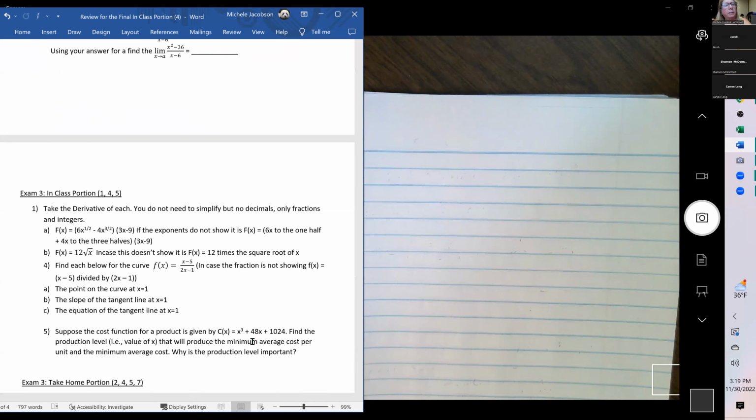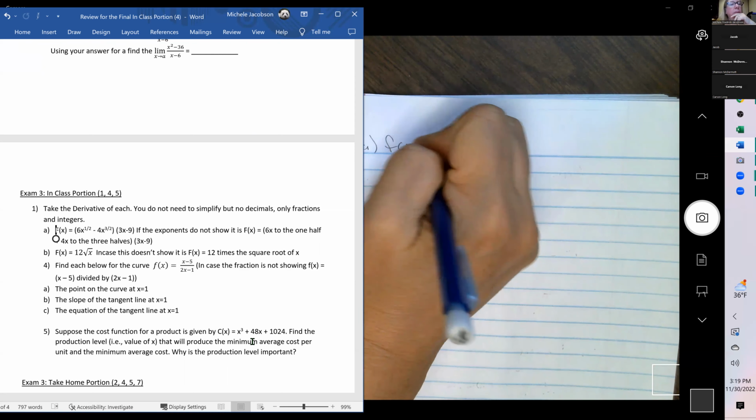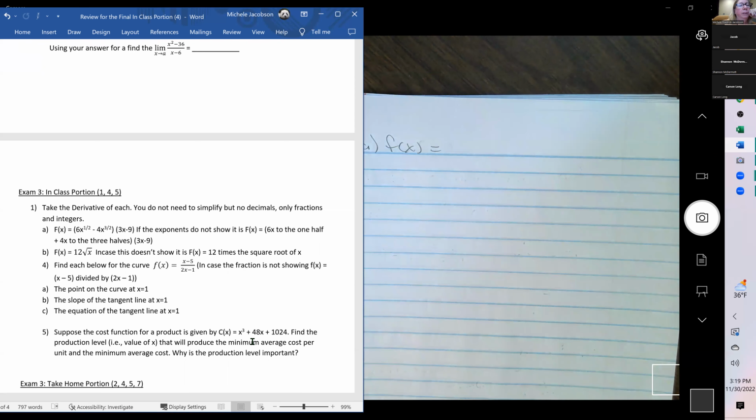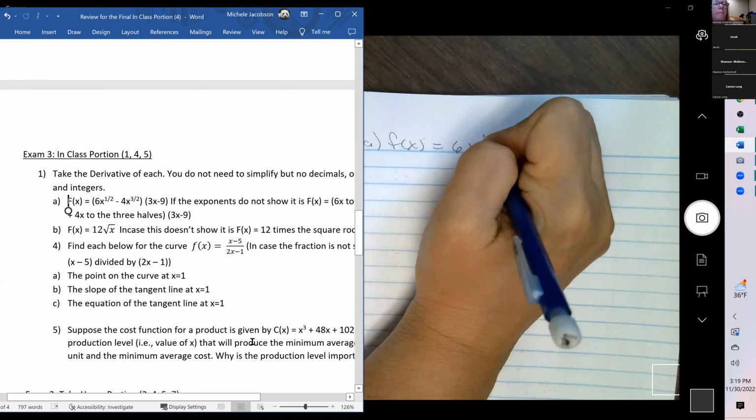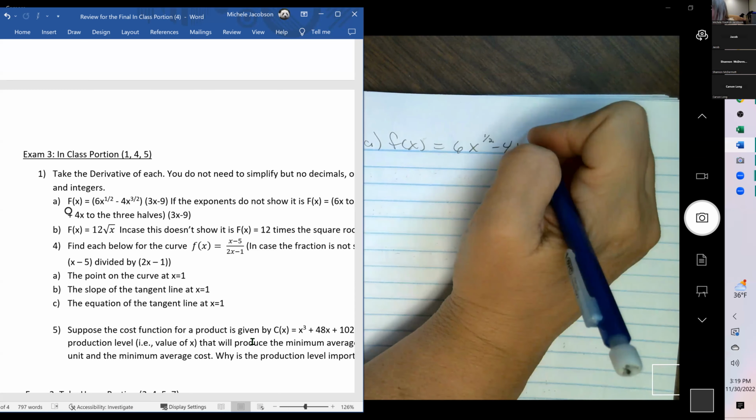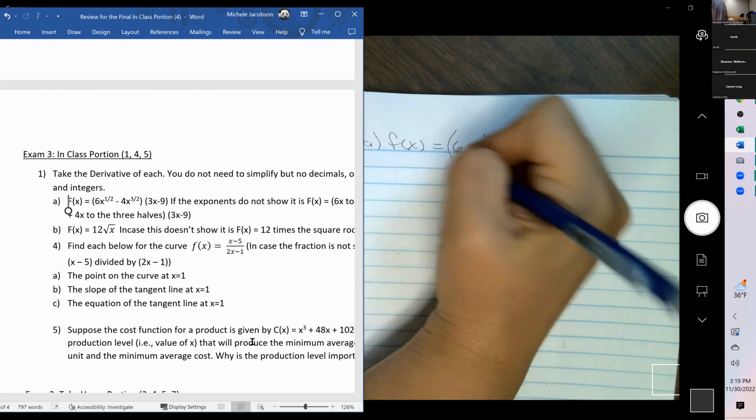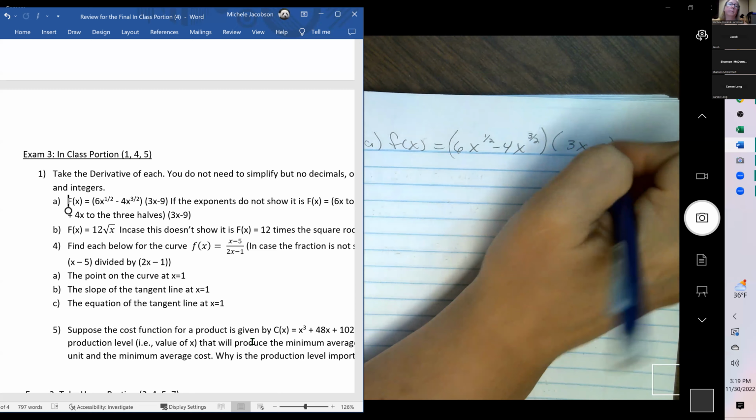These next few are just practicing derivatives. You do not need to simplify, but no decimals. If we look at the first one, f of x equals 6x to the 1/2 minus 4x to the 3/2, and then 3x minus 9.